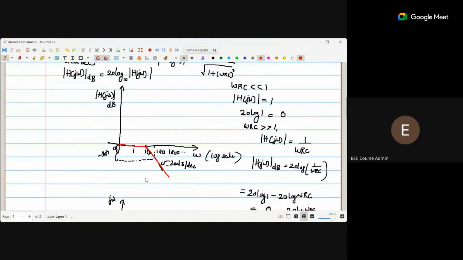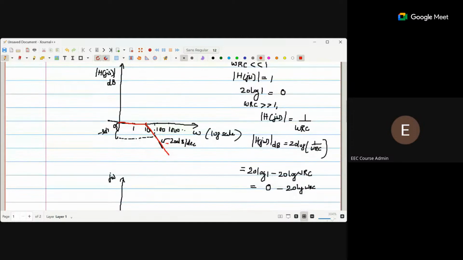Here we have shown, correct? This is fine. 20 log 1 by omega RC, so that is written as 20 log 1 minus 20 log omega RC. The first term, log 1 being 0, you will get it as 0, and then minus 20 log omega RC. Now omega here you can see we are increasing by the order of 10. So if omega is 10 times, that will become minus 20 dB.